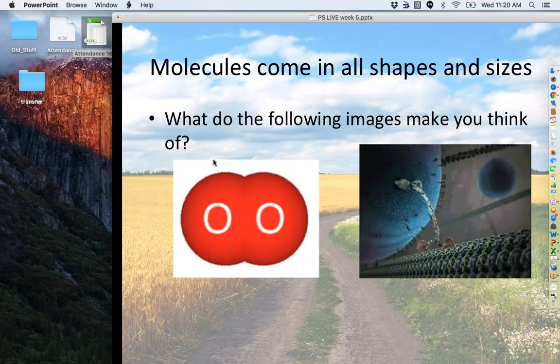I want us to think now about how atoms join together to form molecules. So I'm simply going to ask you the question, what do the following images make you think of? And you could say anything. You don't have to say anything scientific or whatever.